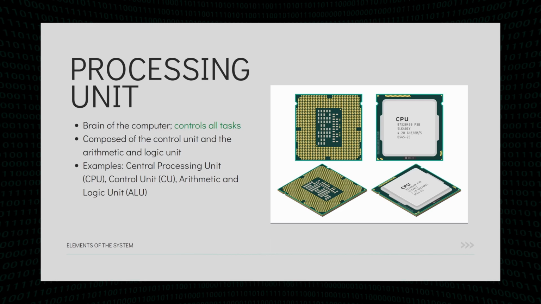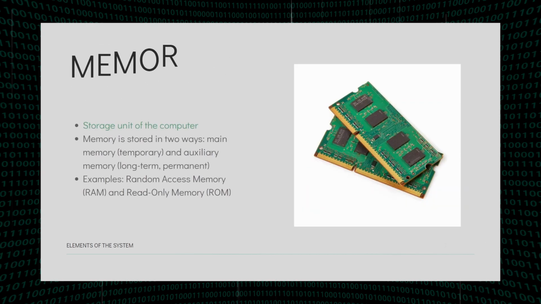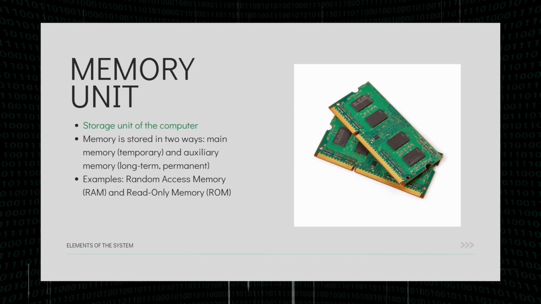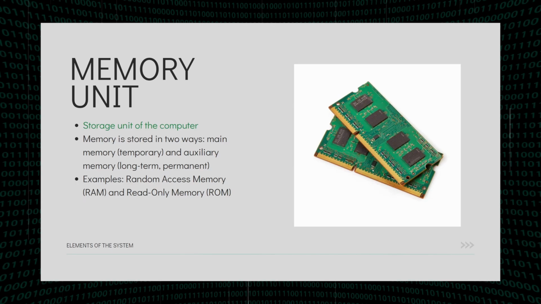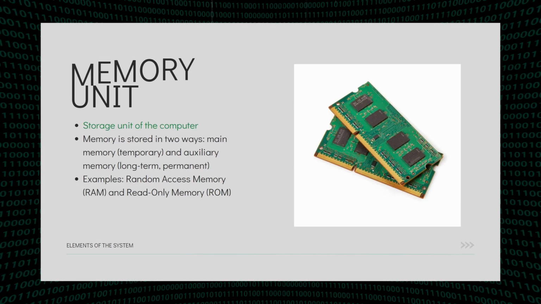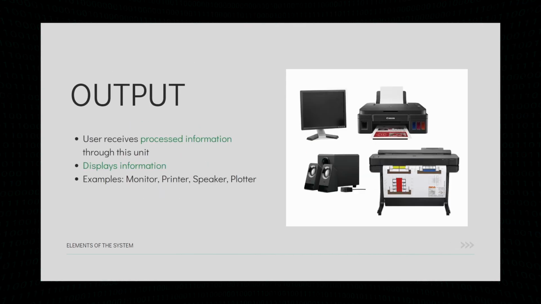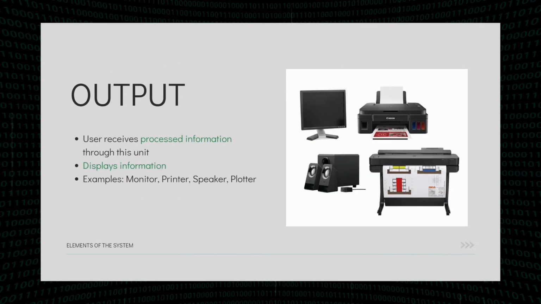The memory unit is the third part of the system, and it functions as the storage unit of the computer. Data can be stored temporarily in the main memory or permanently in the auxiliary storage. The final part is the output unit, which displays the processed data in a readable format for the user.